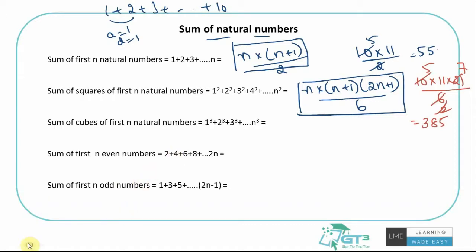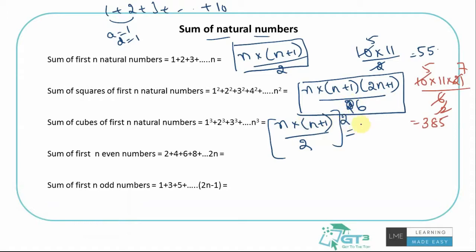What is the sum of cubes of the first n natural numbers? That is 1 cube plus 2 cube plus 3 cube and so on up to n cube. It's similar to this formula. I just need to add a square on top of it: n into n plus 1 by 2, whole square. Sorry if it's confusing.